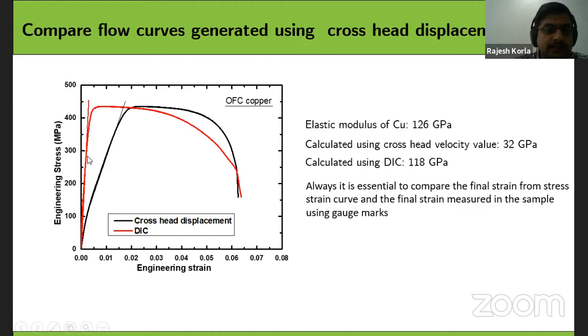The calculated modulus from the crosshead velocity is around 32 GPa, and the calculated modulus from the DAC is around 118 GPa, while the actual modulus is 126 GPa. This suggests that the DAC gives a much more accurate value of the modulus as compared to the crosshead displacement, and you have to validate it every time. Not only that, the fracture strain and the strain corresponding to the maximum stress can also change when calculating using DAC as compared to the crosshead.